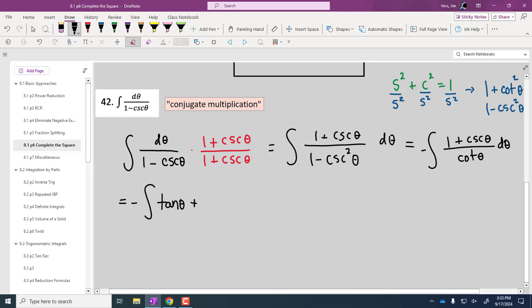Okay, let's see. Let's go to sines and cosines. If we go to sines and cosines, it'll be easier. So cosecant is 1 over sine, and then dividing by cotangent. So cotangent is cosine over sine, so if we divide by cotangent, it's the same as multiplying by tangent, so it's going to be sine over cosine.